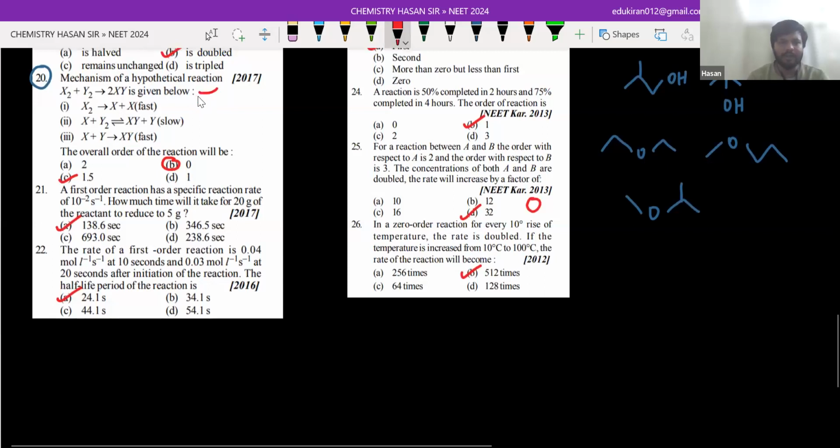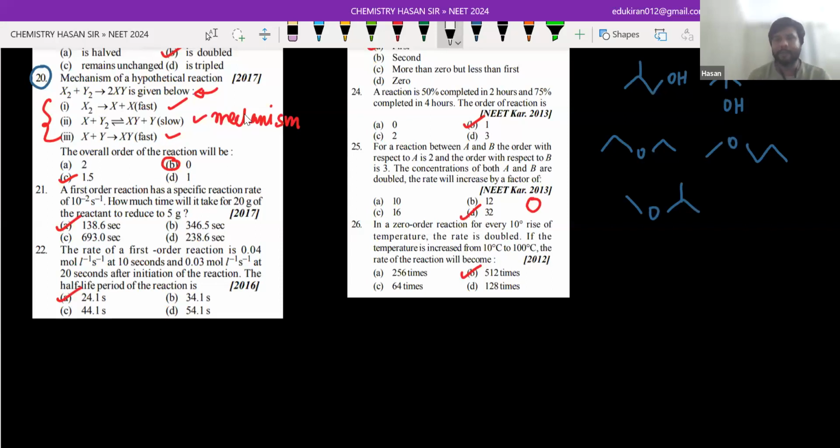This is the reaction that is given, and also you can see this is your fast, this is your slow, basically, and this is the mechanism. You know that the step is very important, whether it is slow or fast. So you know that the slow step is the rate determining step, right? The rate determining step is your slow step.